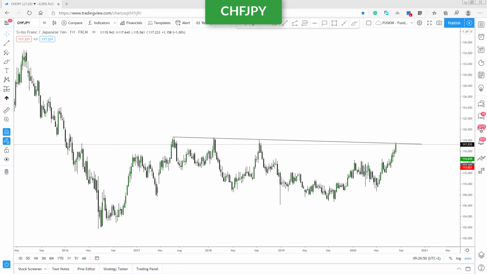Now, lastly, I just want to run through two small flip zone setups. These aren't going to be big swing setups, but potentially a little two or three hour trade for next week. The first one is on Swiss franc JPY.